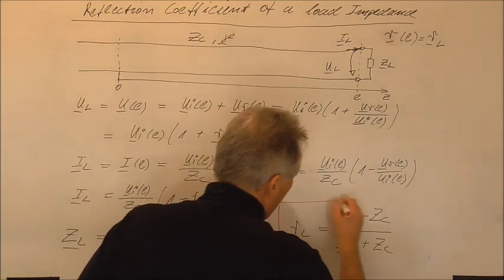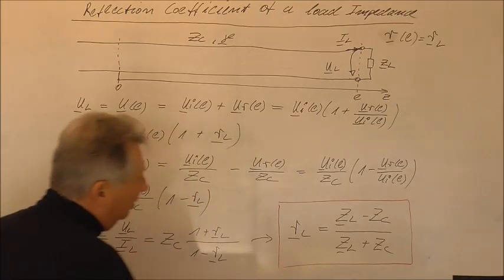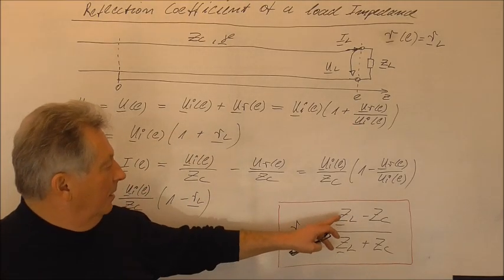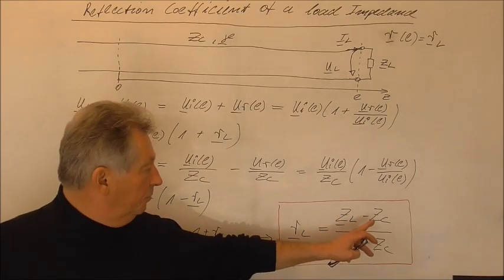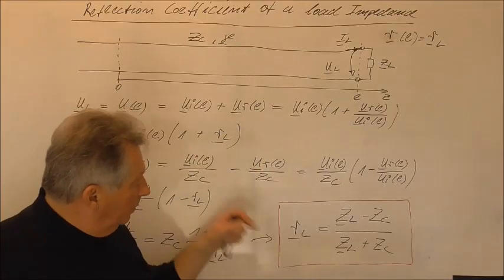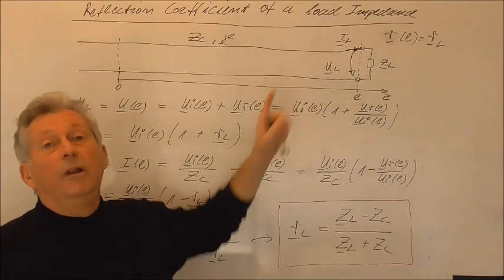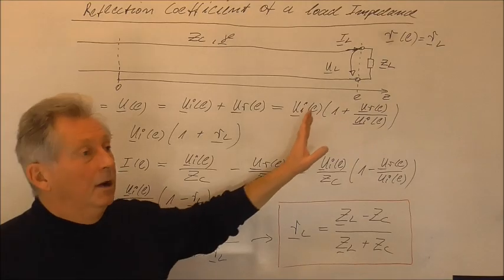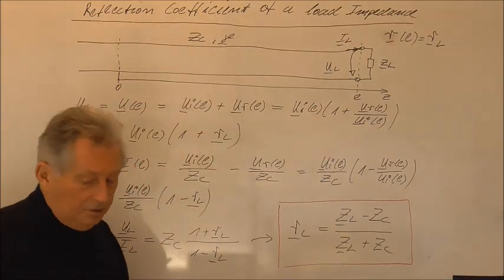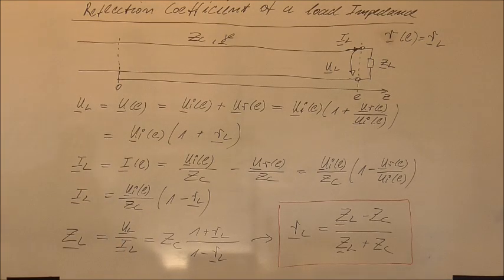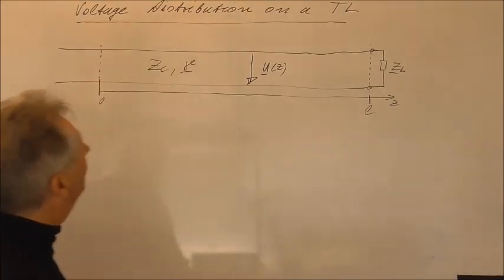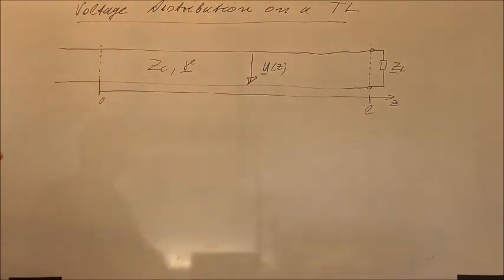And I just want to discuss one point. You see, as soon as the load impedance becomes equal to Zc, the reflection coefficient R of L will be 0 and no reflections will occur, which we already deduced without all the mathematics we have had to use here. So I now want to deduce an expression which describes the voltage distribution along the transmission line.